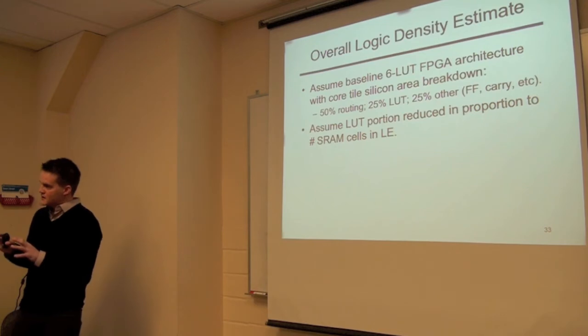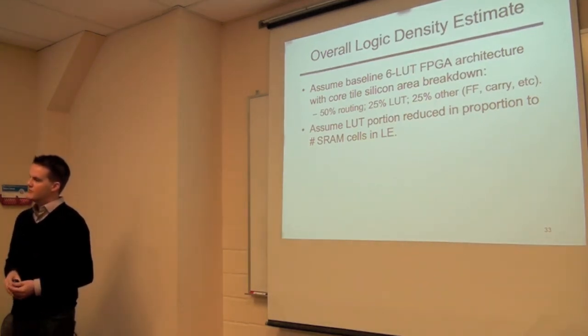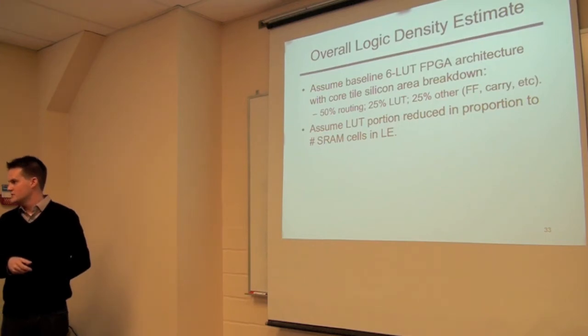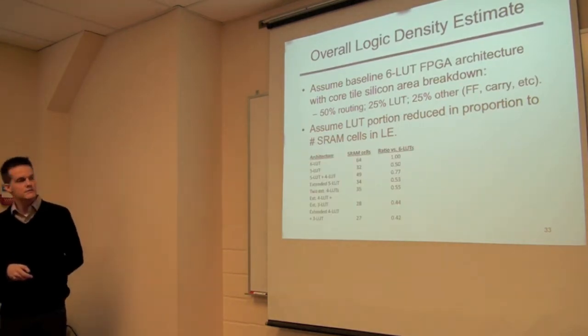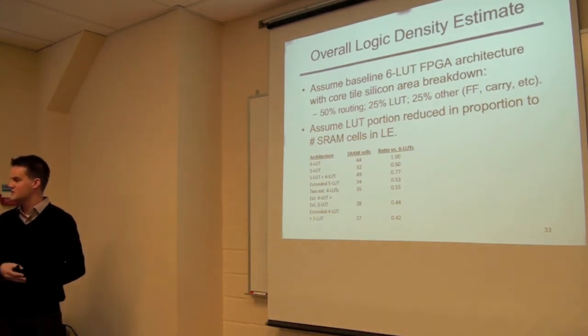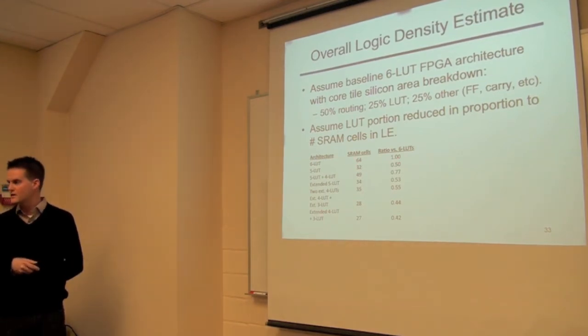Basically, all these architectures use 6 inputs. They could be directly embedded into an existing 6 LUT fabric without any changes to the routing. We assume that only this LUT area would be reduced by these proposed logic element architectures. How much would it be reduced? We assume it would be reduced in proportion to the number of SRAM cells in the LUT, which is also similar to the number of 2-to-1 multiplexers in the LUT. So a 6 LUT has 64 SRAM cells. We can compute the ratio in number of SRAM cells for each of these different architectures.